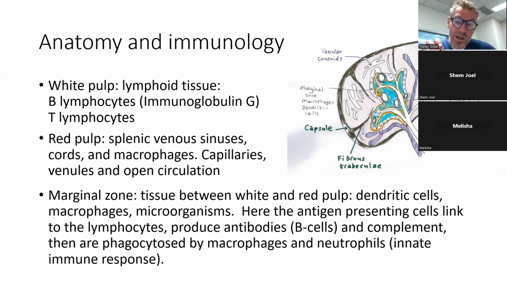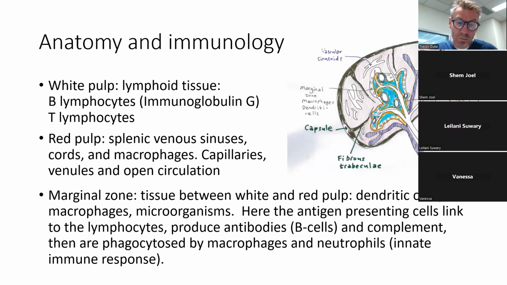In this marginal zone, if there's antigens or bacteria, they get exposed to B and T lymphocytes. If there's antibodies there against those antigens, and they combine with the antigens, and the spleen also has complement, which is required for the opsonization of antigen antibody complexes that can then lead to the macrophages phagocytizing the antibody complexes.